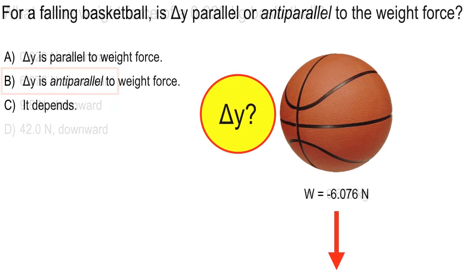All right, next one. For a falling basketball, is delta y parallel or anti-parallel? Anti-parallel means the opposite direction. Parallel means the same direction. All right, so go ahead and answer this one. Think carefully. And amend your notes to reflect the size, and put a minus sign on that weight force.